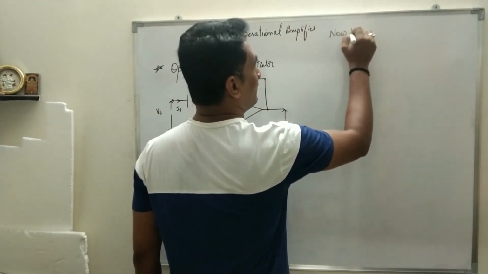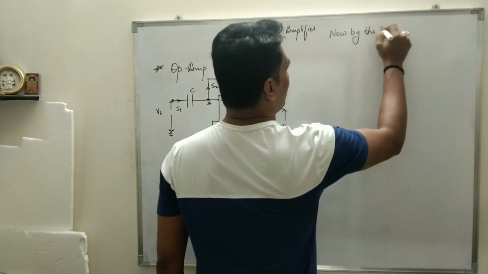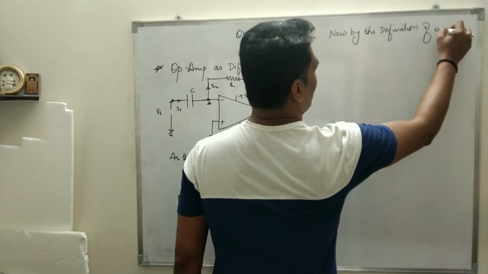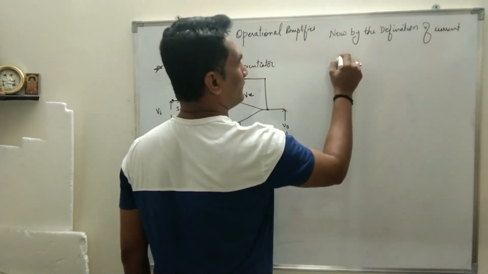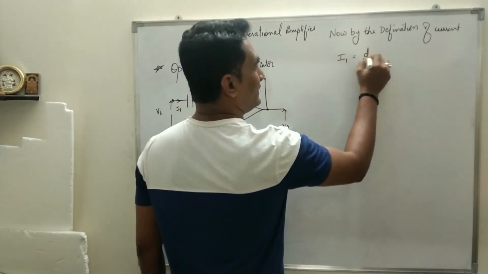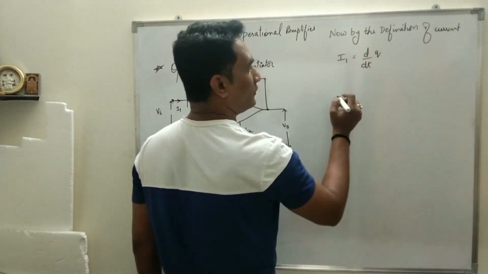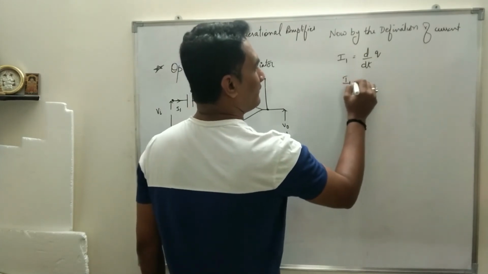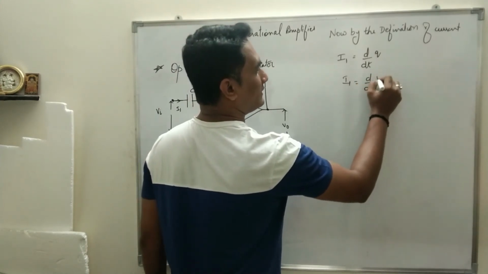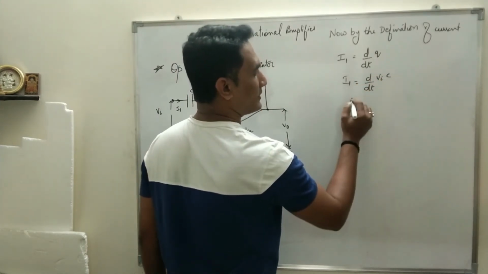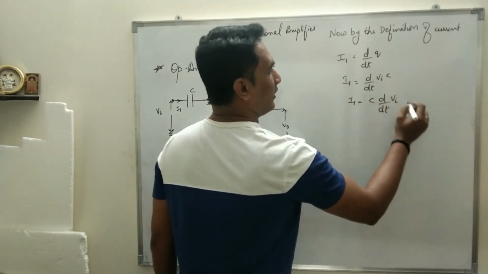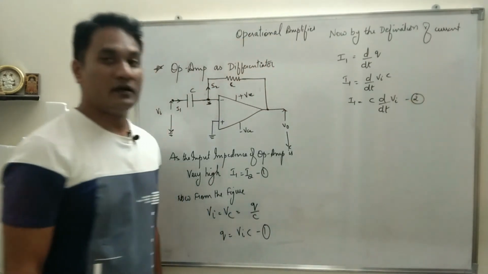Now, by the definition of current, what is the definition of current? Here I'll take that I1 is equal to dQ/dt. And what is the value of Q? Q is Vi into C, where C is the capacitor, which is a fixed value. So I1 is equal to C d/dt of Vi. Let this be equation number 2.